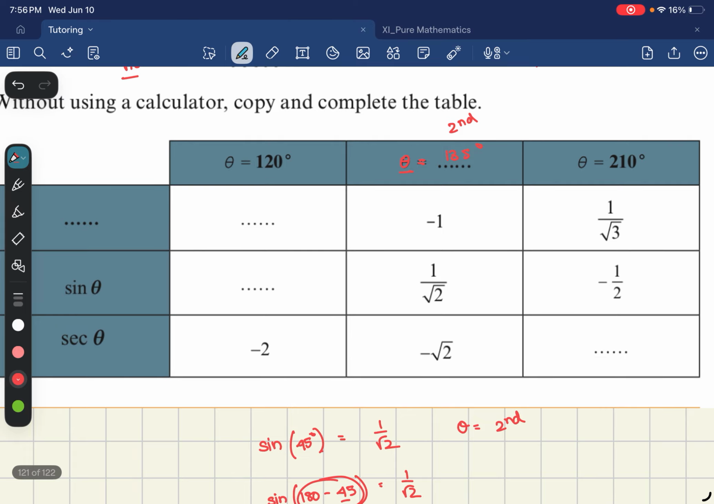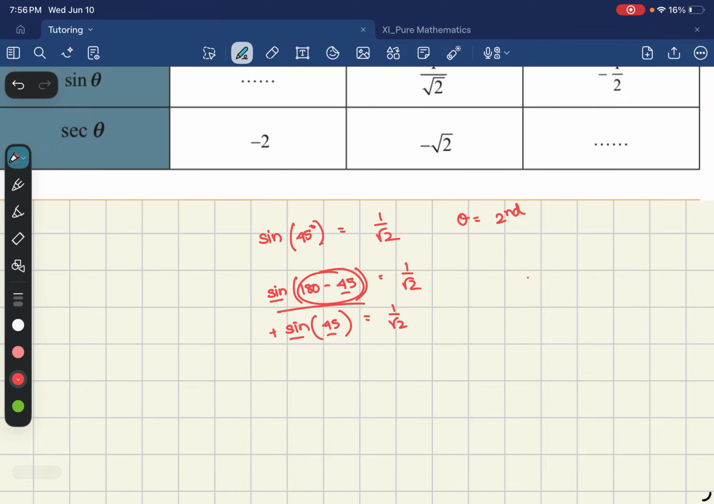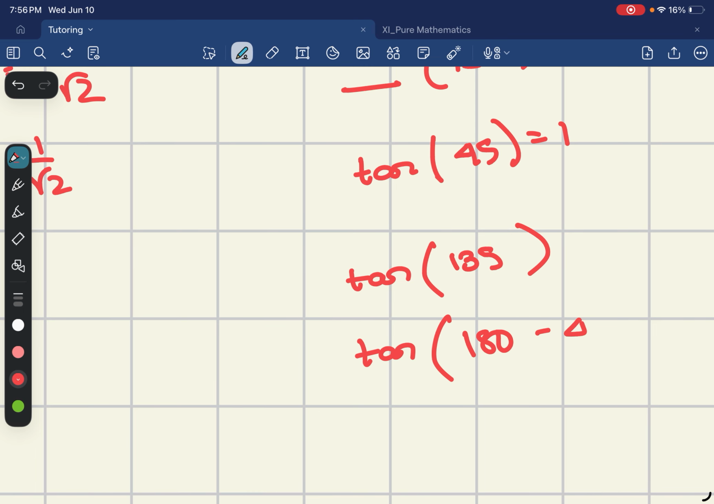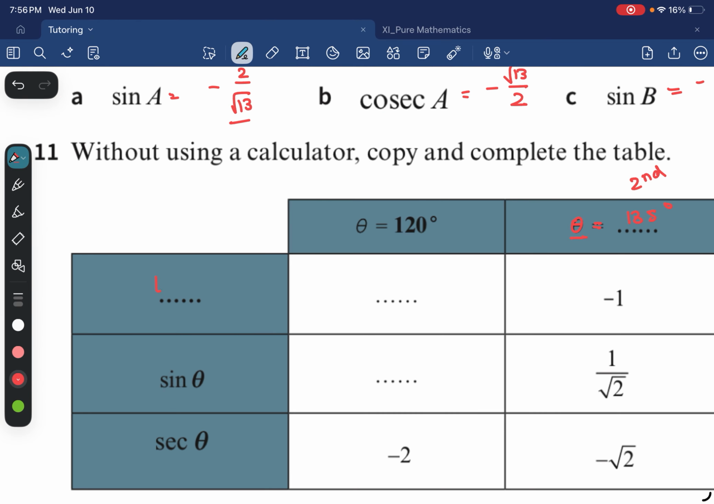All right, so now we have some trig ratio of 135 that is negative 1. And if you think about it, remember tan 45 is positive 1. So let's look at tan 135. Well, tan 135 is tan of 180 minus 45, and I can write this as tan 45, but in the second quadrant tan is negative, so I get negative 1. So this trig ratio has to be tan theta.